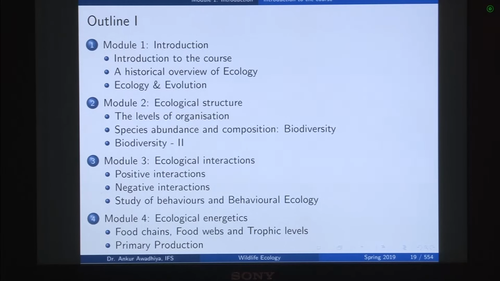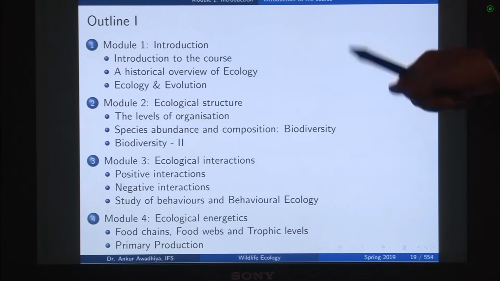The second module will be about ecological structure. In structure we will have a look at the levels of organization. So, when we say a population of animals or a community of different organisms, what is an ecosystem and things like that. We will look at different levels of organization and how this organization helps the system to survive. Next, we will have a look at species abundance and distribution or biodiversity, and we will look at it in greater detail in the third lecture.